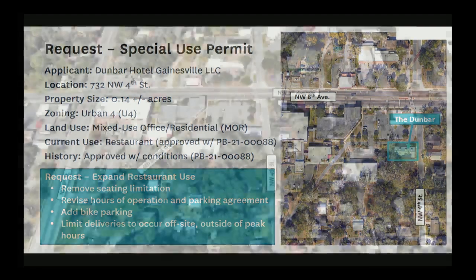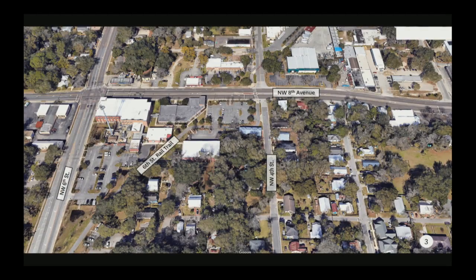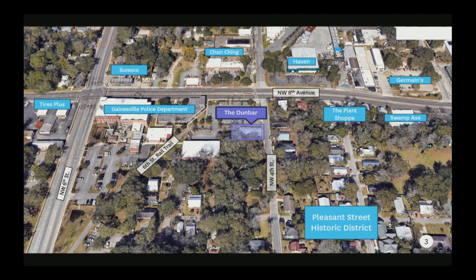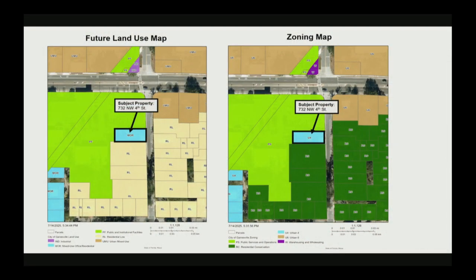So a little bit of background on the Dunbar. It is located on Northwest 4th Street, right next to Gainesville Police Department. It is located within the Pleasant Street Historic District as well, and it's essentially right off of Northwest 8th Avenue. Here are some of the surrounding businesses, and I've highlighted the Dunbar there and some of the other things. So here's the existing land use and zoning. As you can see, mixed-use office/residential, that's the left side, the future land use map, and urban 4 or U4 zoning on the Dunbar property.